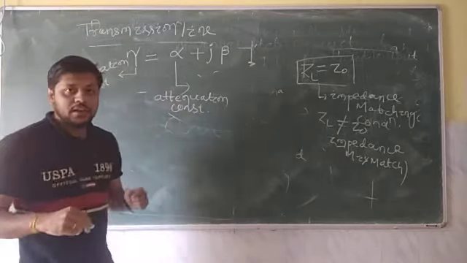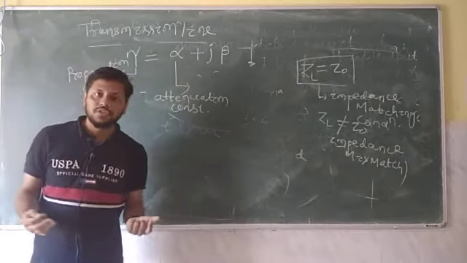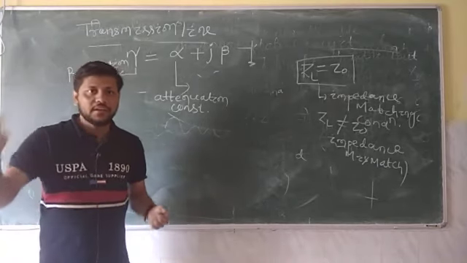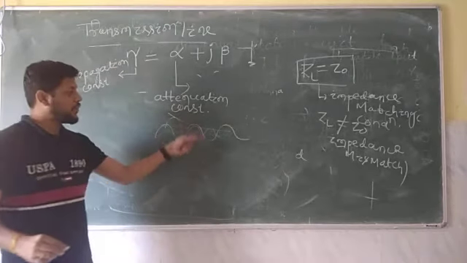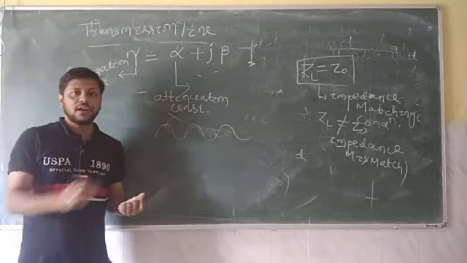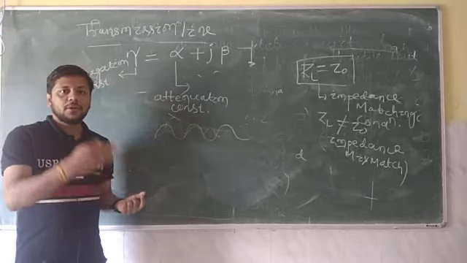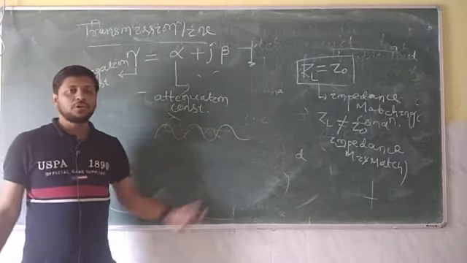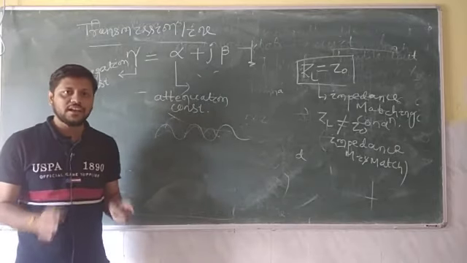If I say the medium is lossless, that means this alpha value will be 0. Lossless means no attenuation. The wave will propagate sinusoidally and the amplitude remains constant. This is your lossless medium for propagation. The amplitude remains constant throughout the propagation, as it travels 1 kilometer, 2 kilometer or 5 kilometer. If the medium is lossless, there is no decrease in the strength of the signal, but that is not possible practically.